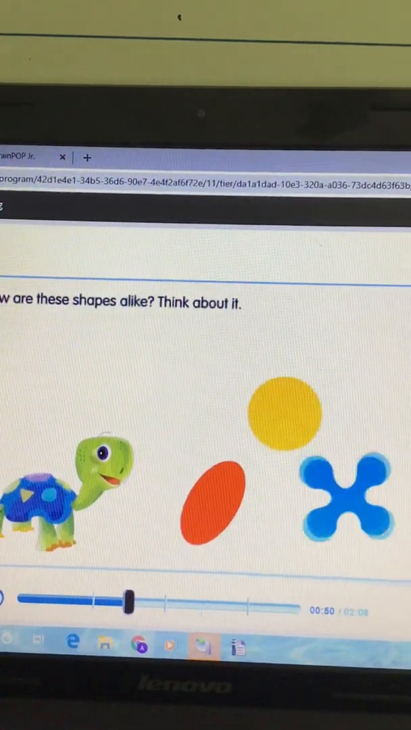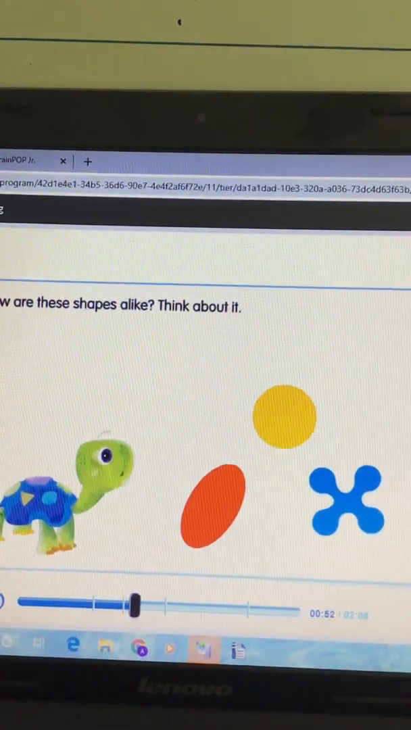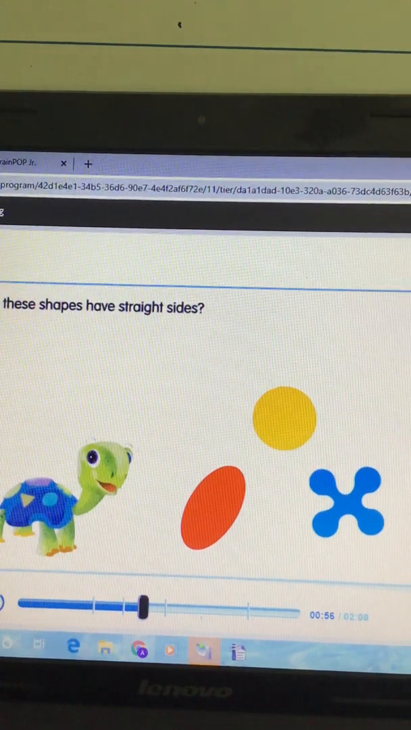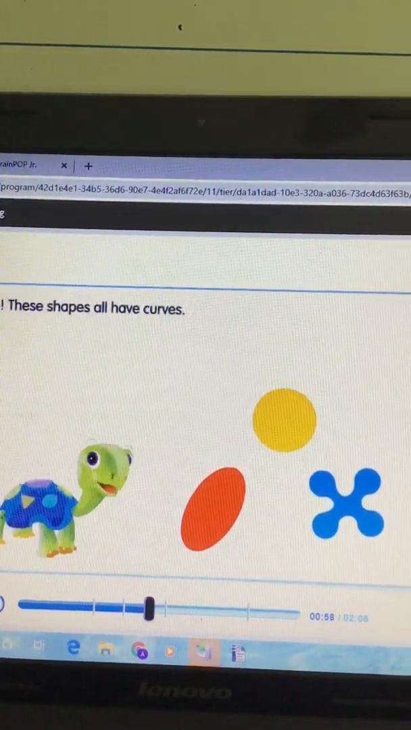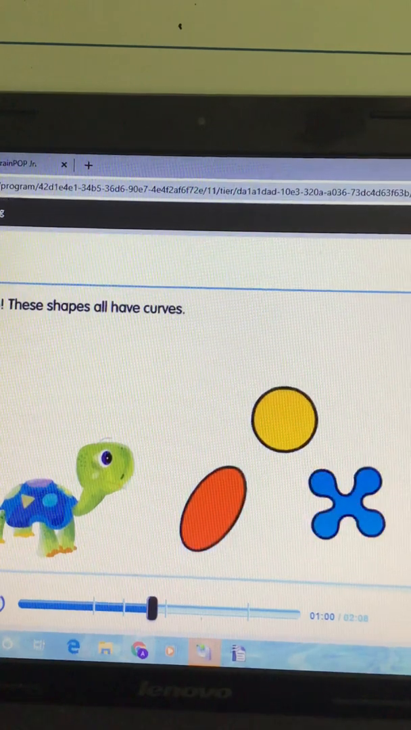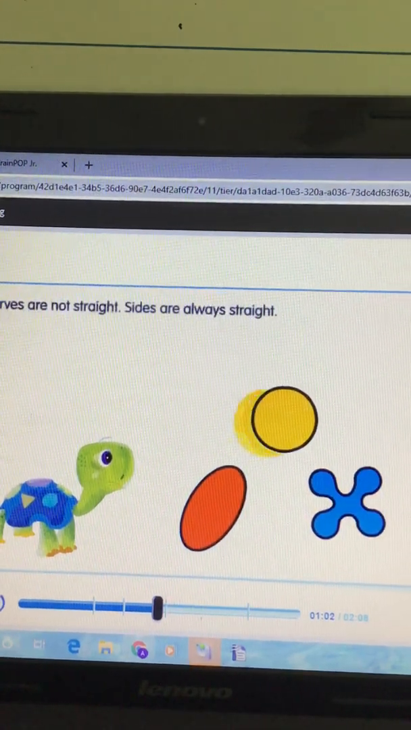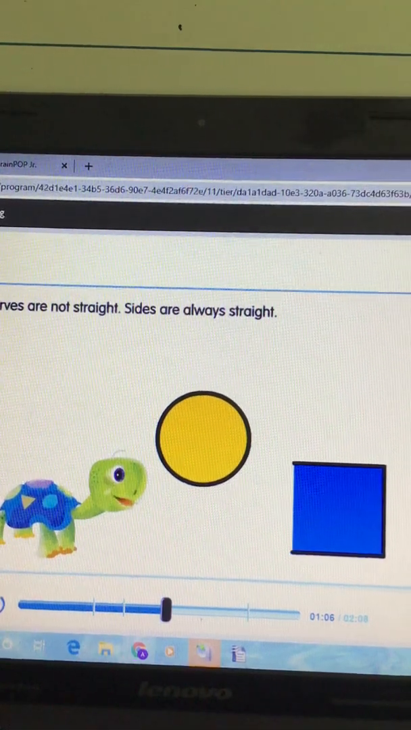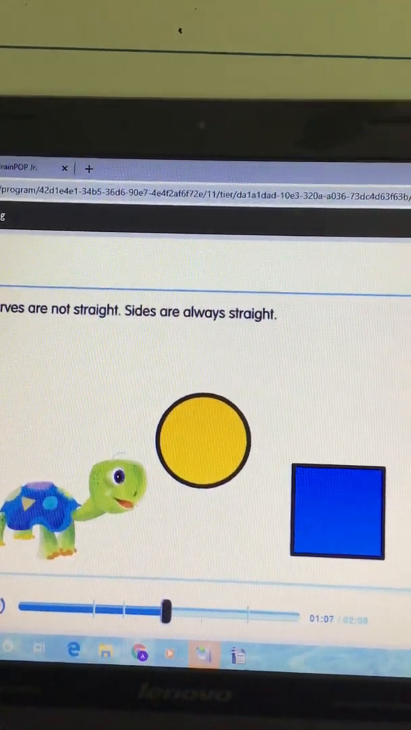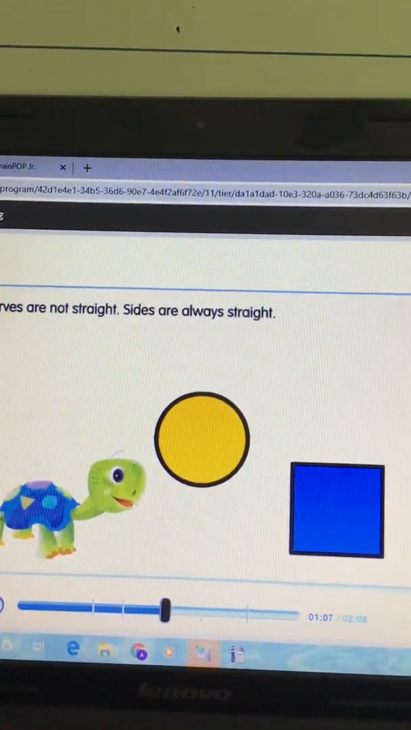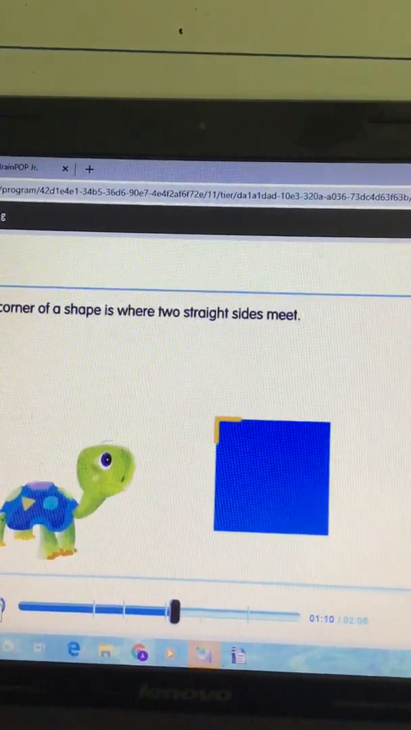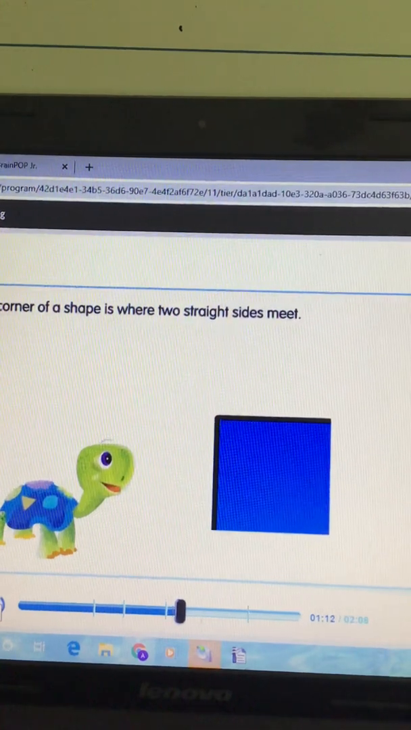How are these shapes alike? Think about it. Do these shapes have straight sides? No, these shapes all have curves. Curves are not straight. Sides are always straight. A corner of a shape is where two straight sides meet.